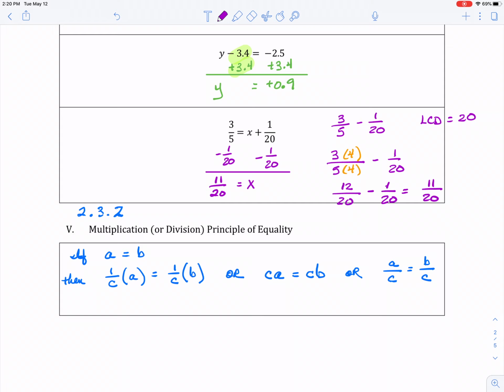So I'm going to stop right there and then come back with a second video and we'll talk about multiplication and division principle of equality.